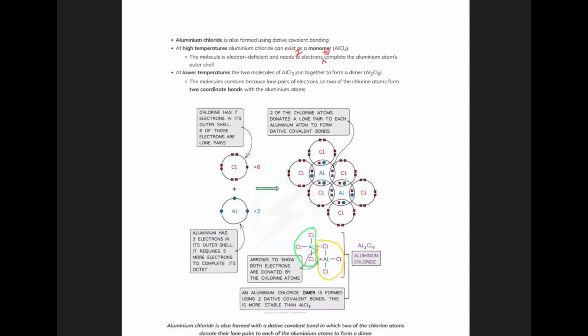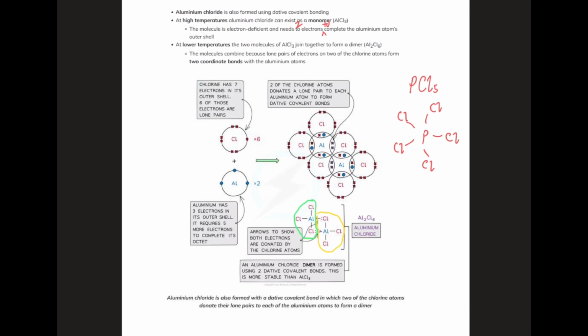Okay, what you mean just now is PCl5, right? This PCl5, they don't form a dative bond because basically they form 1, 2, 3, 4, 5 single covalent bonds. They don't form dative. Okay, so here they form dative.